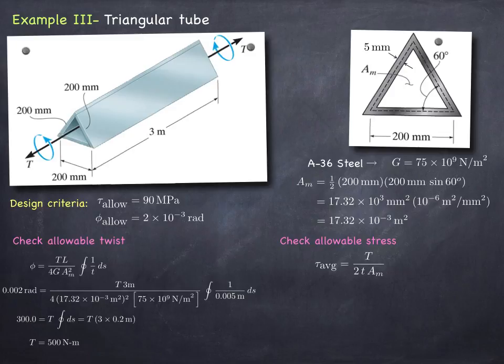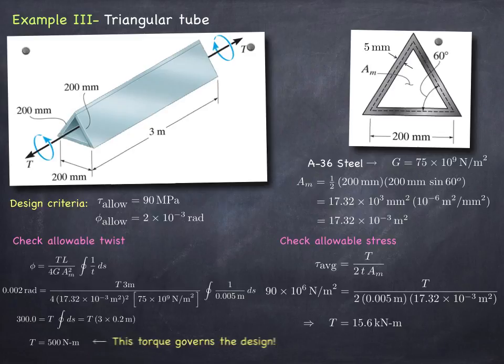Let's check the allowable stress and use the formula we have derived before. The average shear stress here is torque over 2 times the thickness times the median area. We set the left-hand side of this equation to be the allowable shear stress, 90 megapascals. On the right-hand side, everything is known except the torque itself. And because the thickness is constant everywhere, this is the same exact shear stress that the triangular hollow shaft will experience anywhere. From this, we compute the torque to be 15.6 kilonewton meters. Of course, between the two, the smallest one is 500 Newton meters, and now that torque will govern the design.